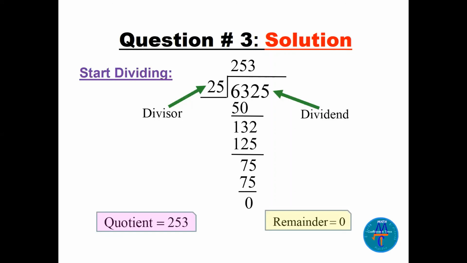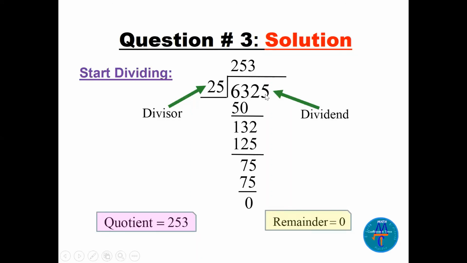So 6,325, quickly. I take the first 2 digits here. 63 divided by 25 is 2. 2 times 25 is 50. So we subtract: 3 minus 0 is 3, 6 minus 5 is 1. So I bring the 2 down. 132 divided by 25. There are 5 25s in the 132. Multiply 5 times 25, 125. When you subtract, you get 12 minus 5 is 7. You bring the 5 down. 75 divided by 25 is 3. And now when you subtract, you get the remainder 0.